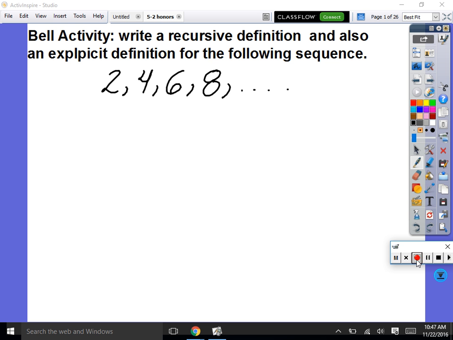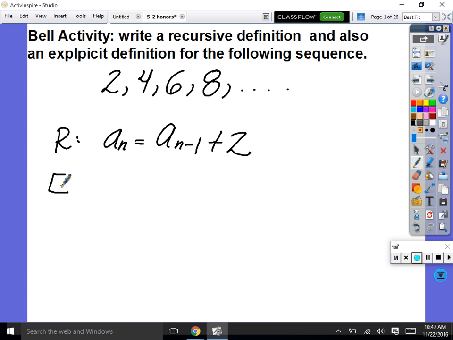So a recursive definition, I'm just going to put R for recursive. That means writing it in terms of the previous term, a formula that will give you the next term given the previous term. So you'd say A sub n, that means any term will be the previous term. I saw many of you got it right. I saw Holly got it right. So she said A sub n minus 1, the previous term plus 2. Isn't that true? Everybody good. Many of you got that right.